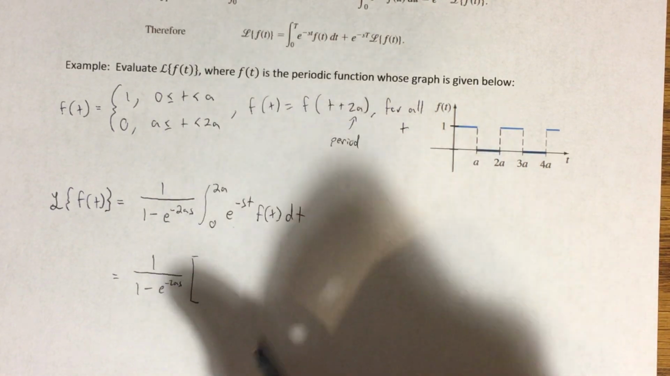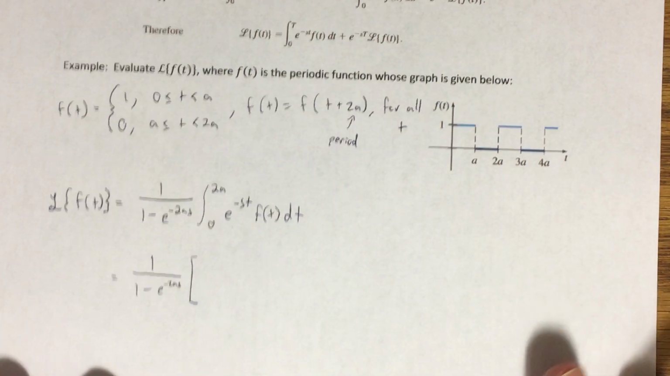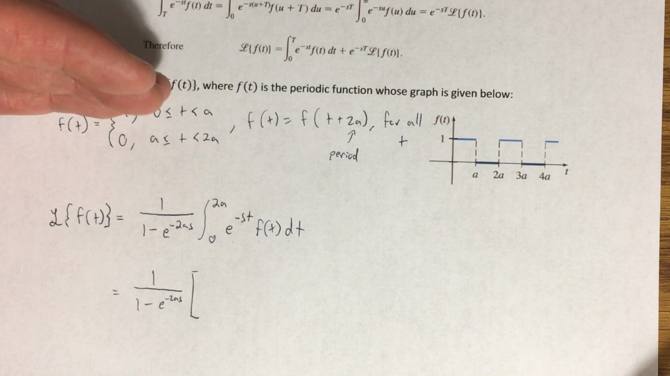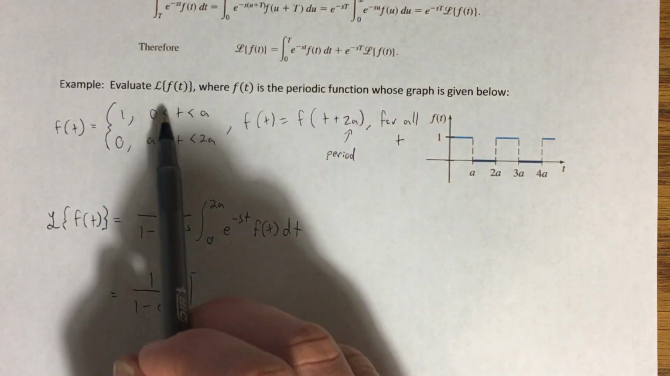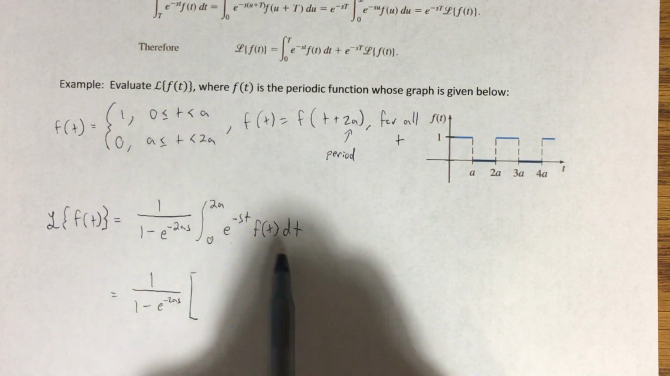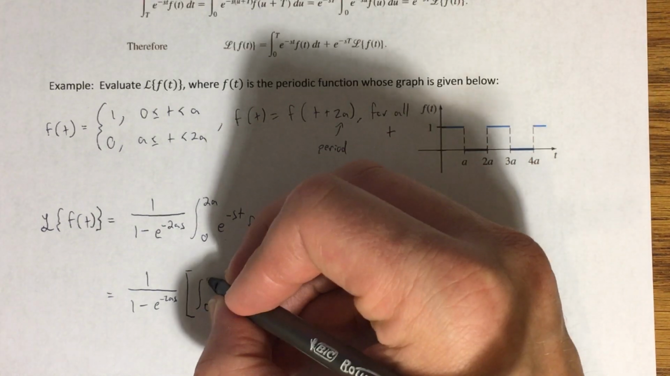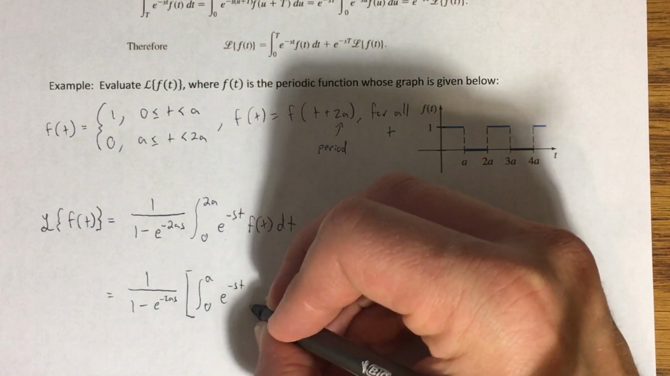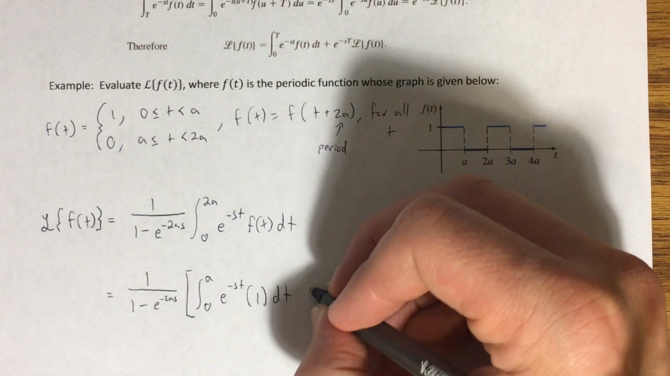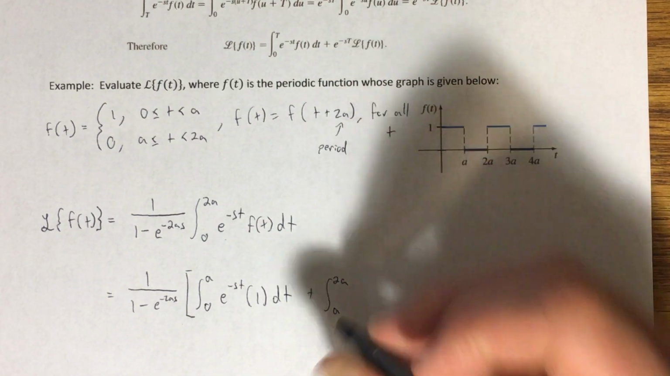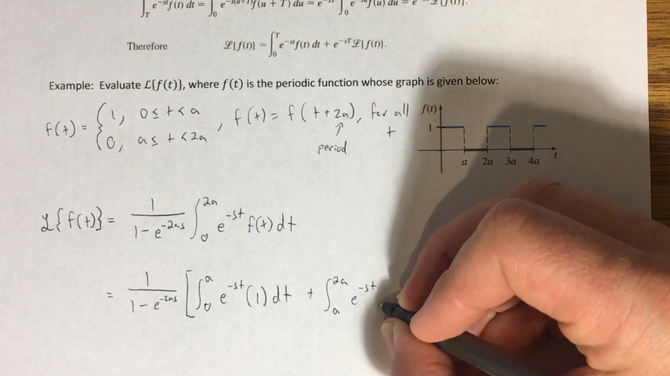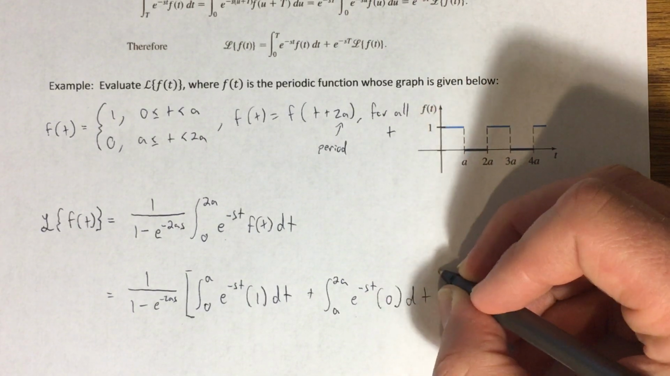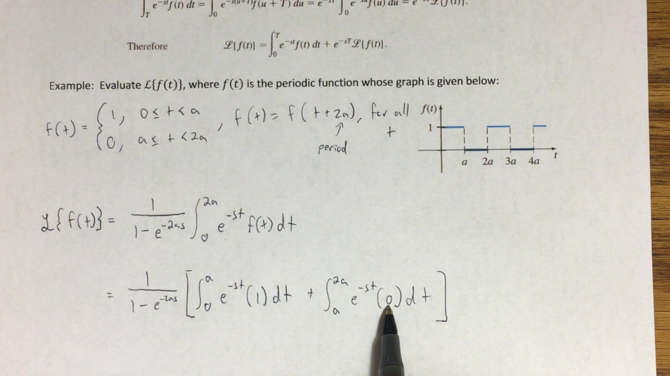Now, in order to go further, I'm going to have to use my piecewise definition for this function. So this is equal to 1 over 1 minus e to the negative 2as. And if you remember, when you want to find the integral of a piecewise function, we split it up into a sum of integrals where we use each piece of this function as an integrand once. So on the interval from 0 to a, I'm using the function 1 for f of t. That means I would be looking at the integral from 0 to a of e to the negative st times 1 dt, plus the integral from a to 2a, now using the second part of this function, of e to the negative st times 0 dt. Clearly, this integrand will be 0, which means the whole integral goes to 0.